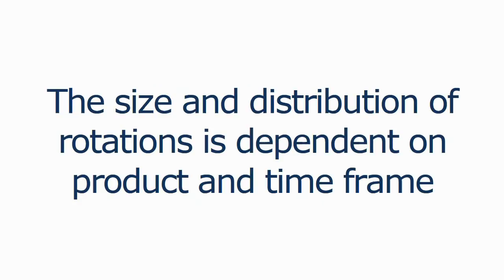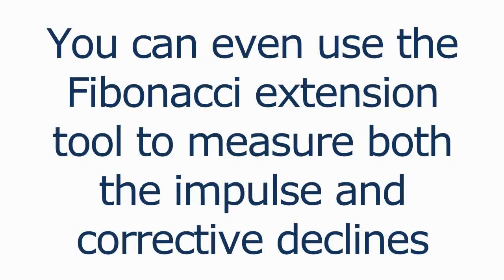The size and the distribution of rotations is highly dependent on the product and the time frame you're looking at. To extract this kind of information from the markets you're looking to trade, it's far easier if you have the kind of software that does most of the work for you. If not, you can select a period and just do it manually. You can even use the Fibonacci extension tool to measure both the impulse and their corrective declines. What you're going to end up with is a distribution and what has been the most common size rotation over the period that you're analyzing.